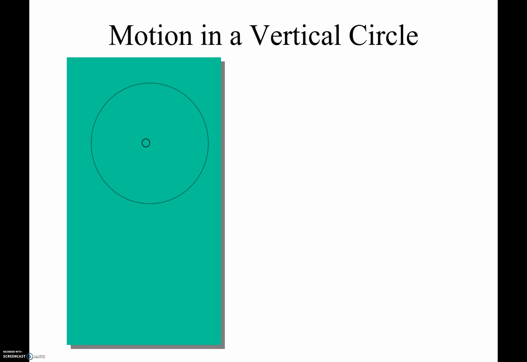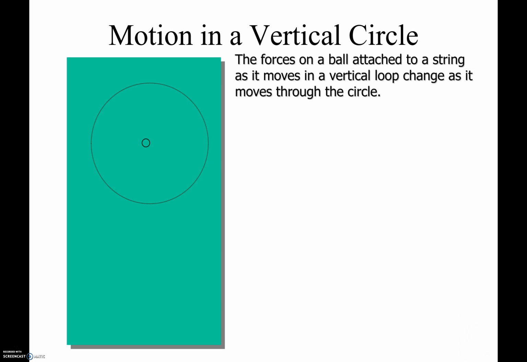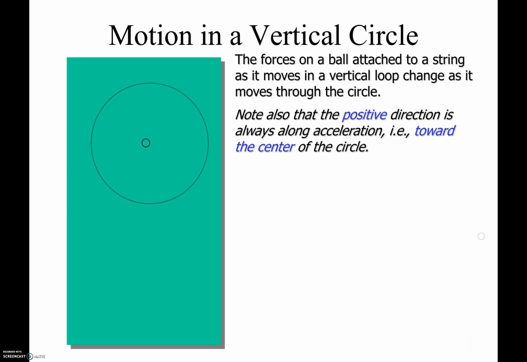All right, so the key to vertical circles is looking at the forces, because the forces in a vertical circle are constantly changing. As it moves in a circle, the force of gravity is always straight down, but the force towards the center of the circle, our circular force, is changing as it moves in the circle.